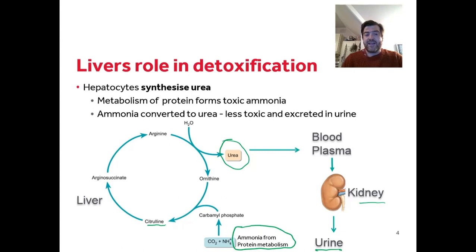It is then conjugated to form arginosuccinate, and arginosuccinate is then cleaved to form arginine, from which we produce urea, the less harmful product, and that's excreted in the blood plasma.